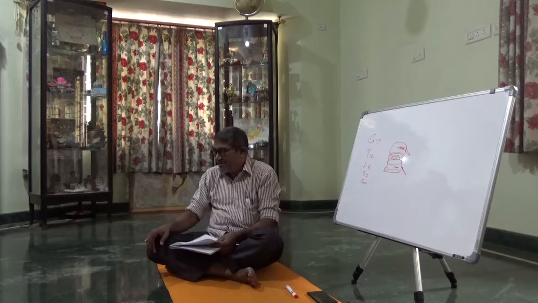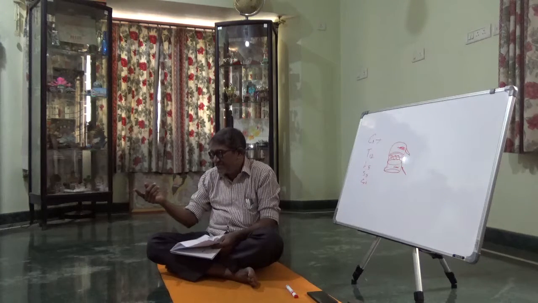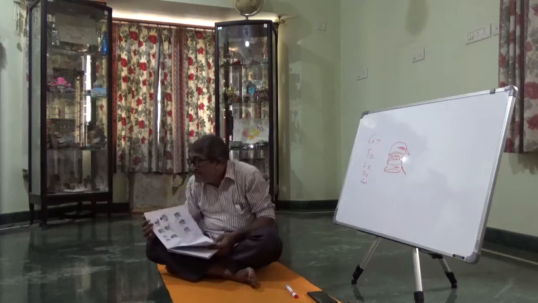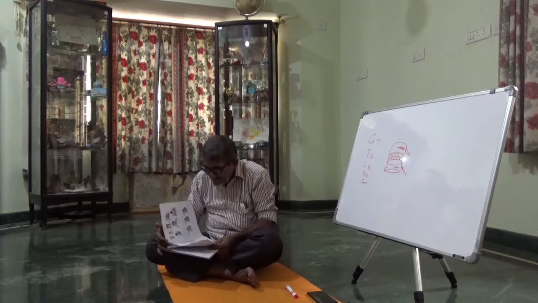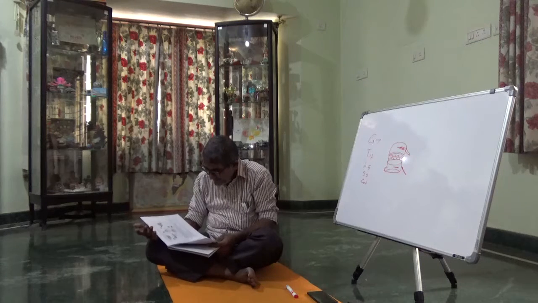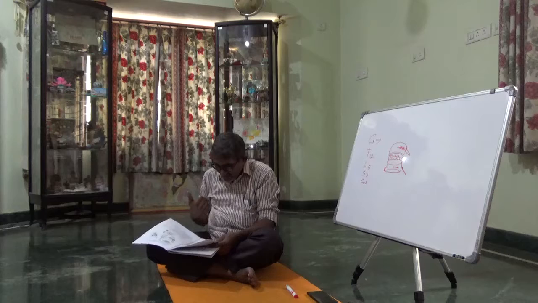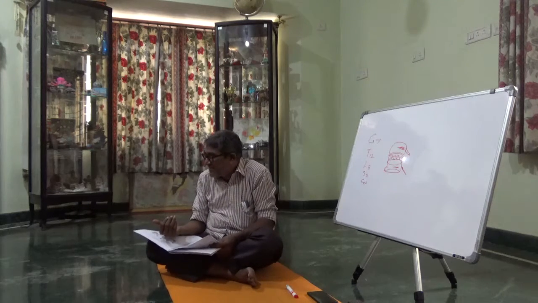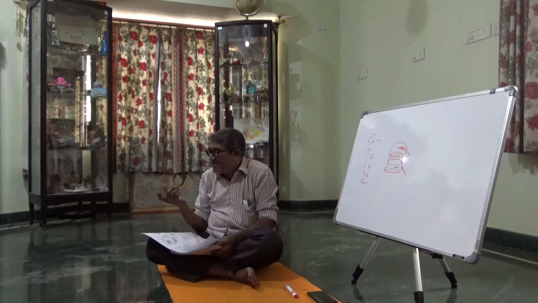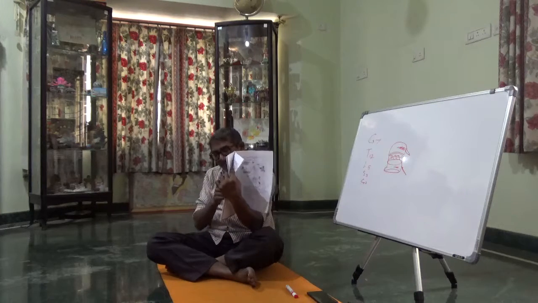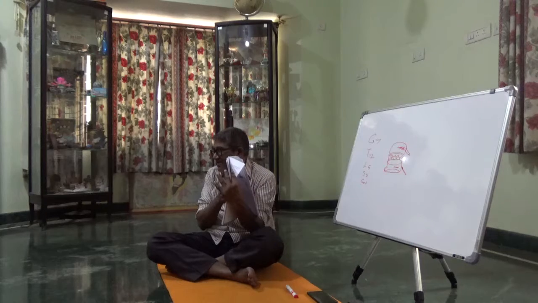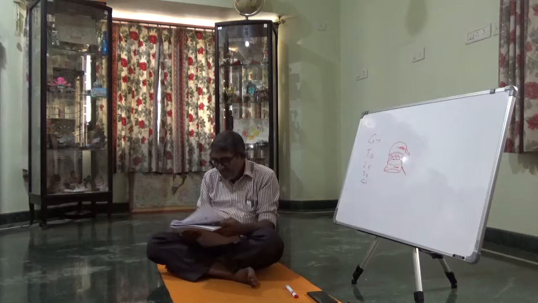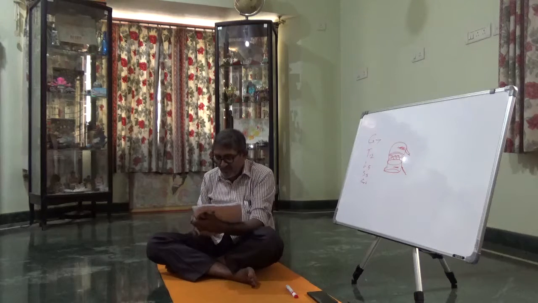So in the joints we have got 3 types of joints. One is the synovial joint, and the other ones are the fibrous joint and the cartilaginous joints. In cartilaginous joints you will be having this spinal cord. Okay? So next.